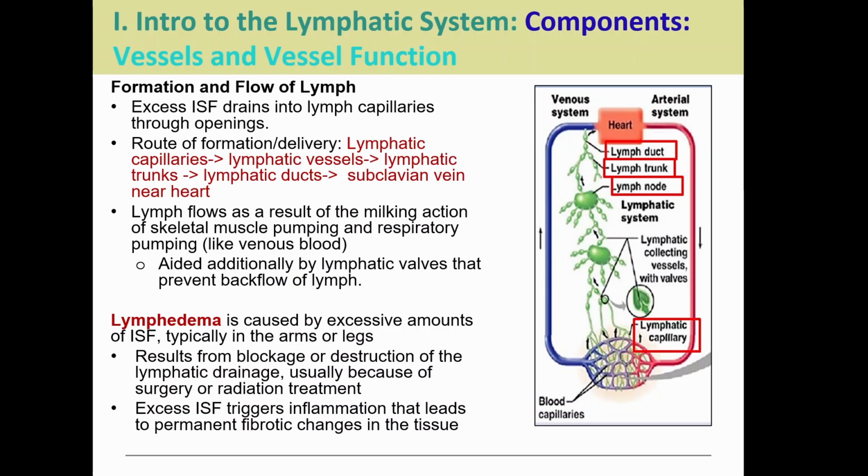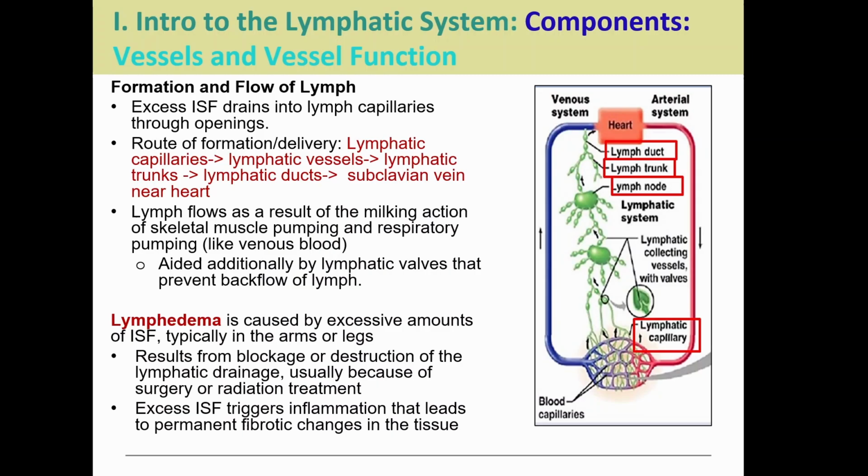The lymph is going to flow because of what we call a milking action of skeletal muscle and the respiratory pump. So, like I said, it's really similar to veins. We have the valves, and then we also use the skeletal and respiratory pumps, basically to use that change in pressure, like the respiratory pump is doing with blood, but also the squeezing when muscles contract, the squeezing on these lymphatic vessels that will push lymphatic fluid up through their valves.